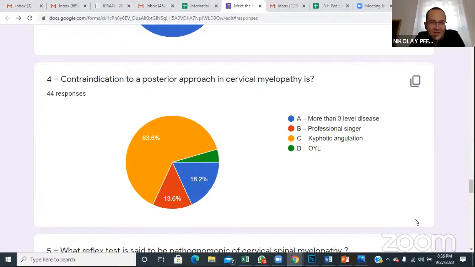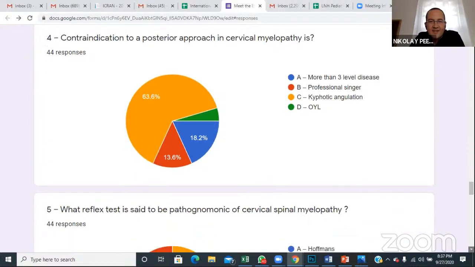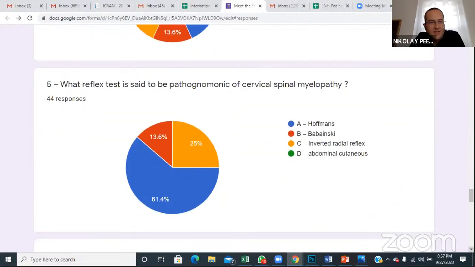Okay, right. Fourth question, contraindication to posterior approach in cervical myelopathy. So we have the majority voting kyphotic angulation. I agree with that. What about the rest of you? Oh, that depends what you are calling a posterior approach. If you are talking about a posterior laminectomy and fusion, a kyphotic angulation is in fact a good indication for that. So if you are treating a deformity, right? Okay, that's a good comment on that.